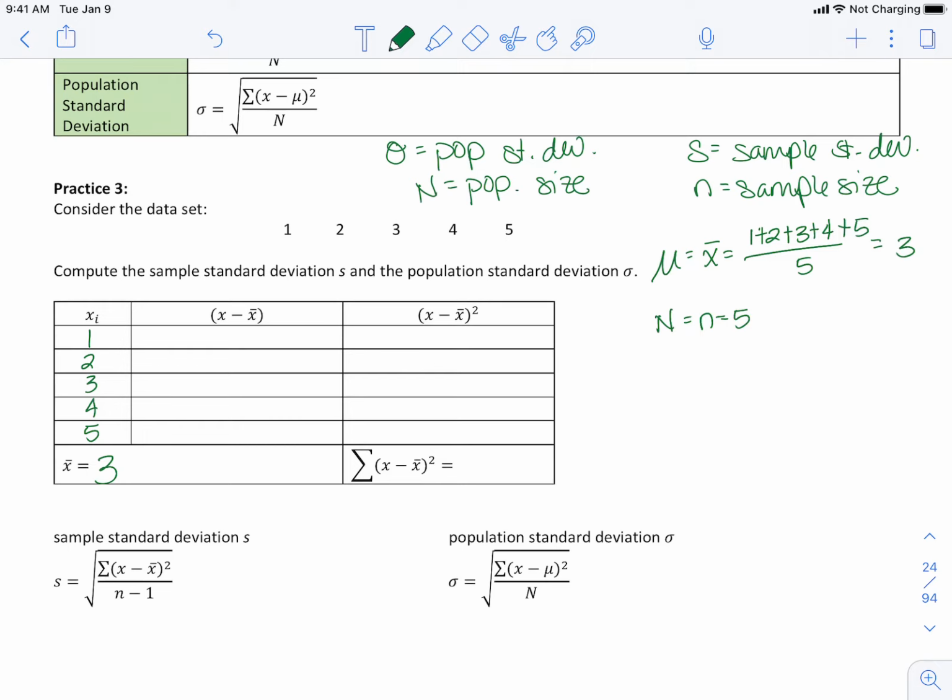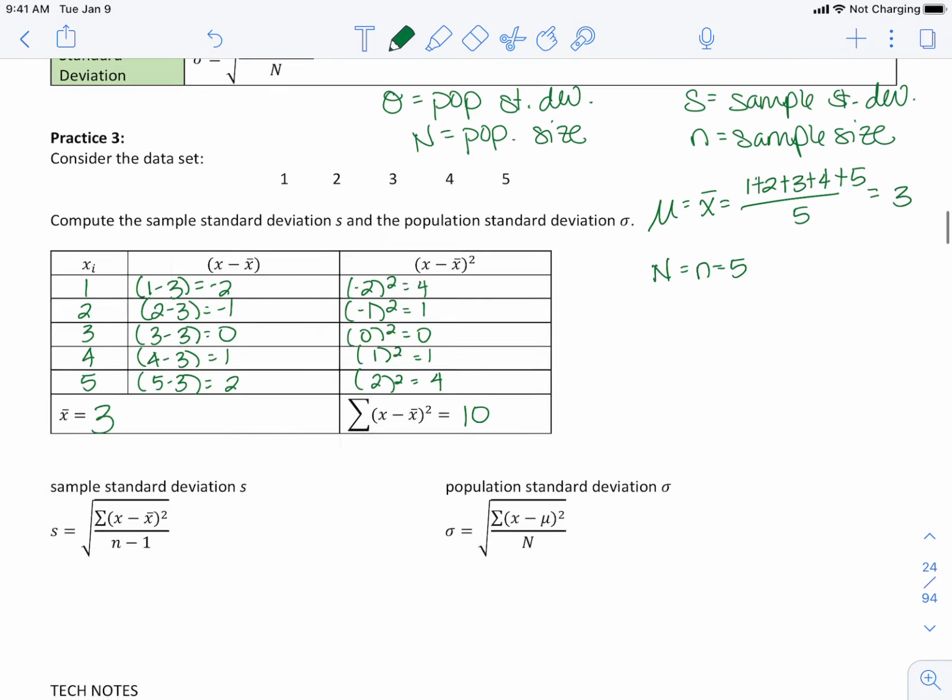X minus x bar, so I have 1 minus 3 is -2. 2 minus 3 is -1. 3 minus 3 is 0. 4 minus 3 is 1. 5 minus 3 is 2. Then we square each of these. Negative 2 squared is 4. Negative 1 squared is 1. 0 squared is 0. 1 squared is 1. And 2 squared is 4. Find the sum. 4 plus 1 plus 0 plus 1 plus 4 is 10.